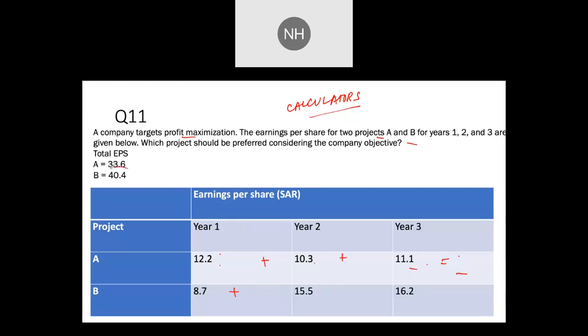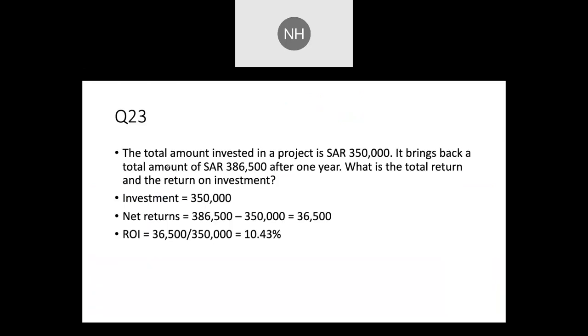So we see here, the sum of EPS for project B is 40.4. That means the share earning is more for this project. This is a very easy calculation. EPS is given, we just sum up the total EPS and see which project is better. So what is the criteria? The more is better. Yes, Mohammad Adadi is right, higher.